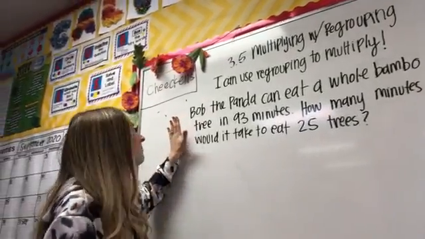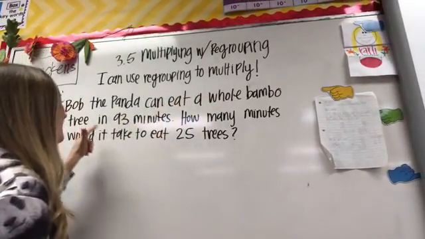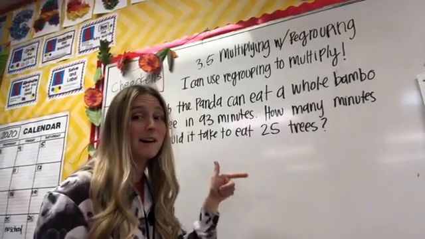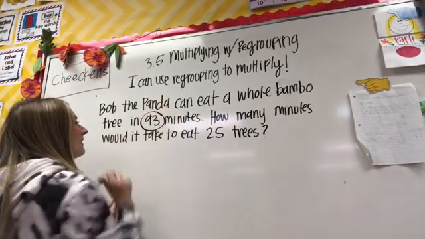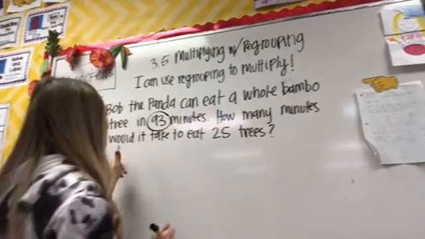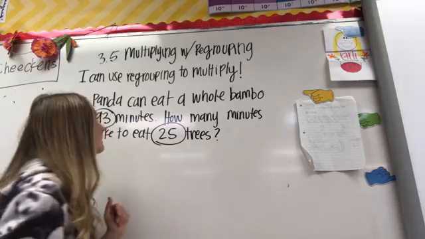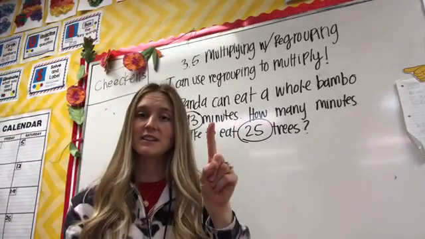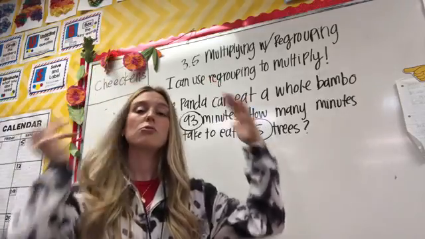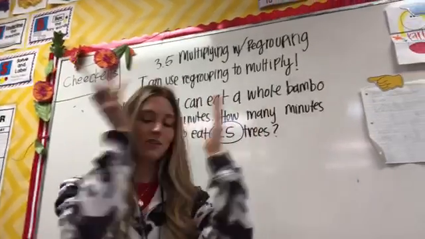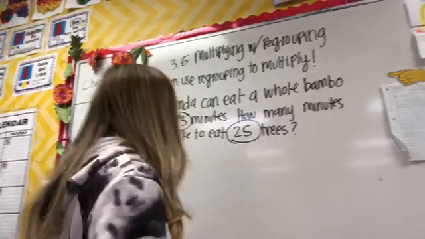So our opening question today is Bob the panda can eat a whole bamboo tree in 93 minutes. Bob eats fast. So I'm going to circle my 93. How many minutes would it take to eat 25 trees? So if one tree takes 93 minutes, how many would it take to do 25 trees? So this tree is 93 minutes, this tree is 93 minutes, this tree is 93 minutes. Therefore, we need to multiply.